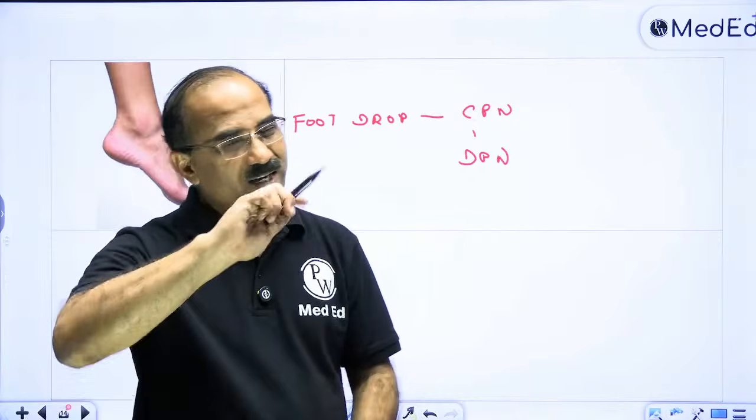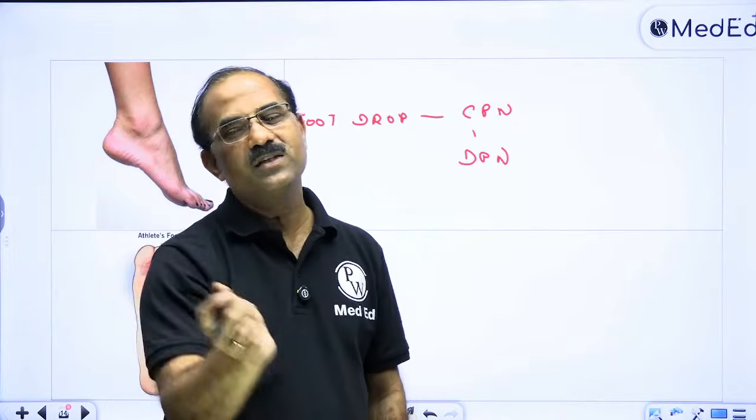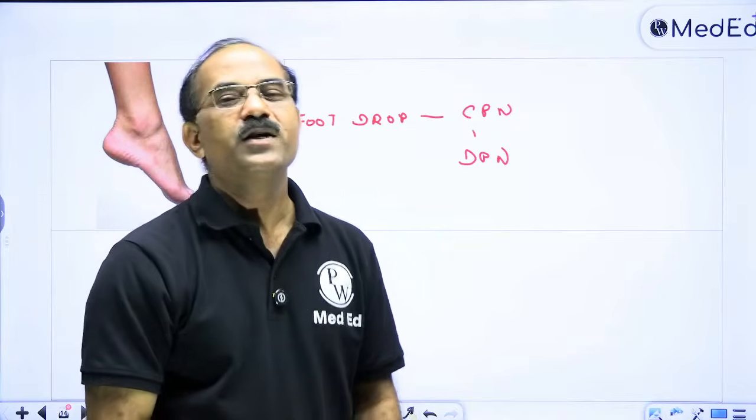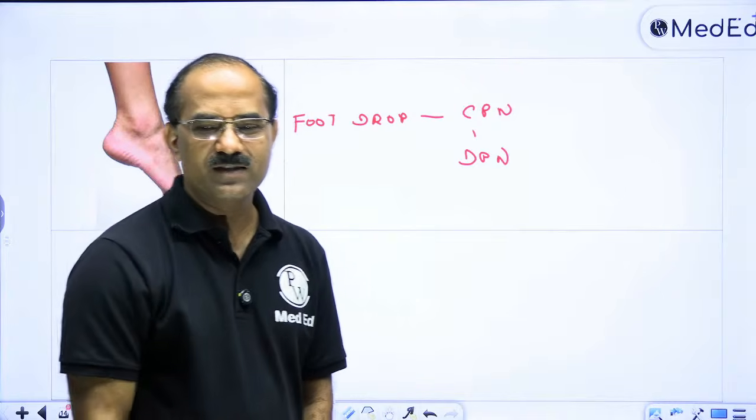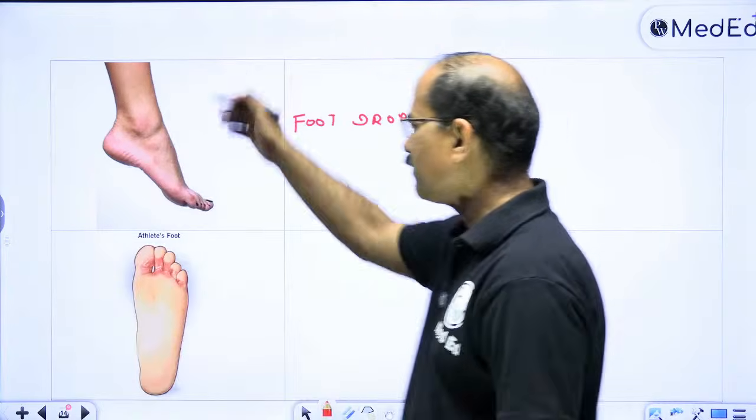Common peroneal nerve winds around the neck of the fibula. वहाँ पे injury बहुत common होता है. So injury to the common peroneal nerve, that's your first answer. So that's the foot drop. Excellent. Very good.